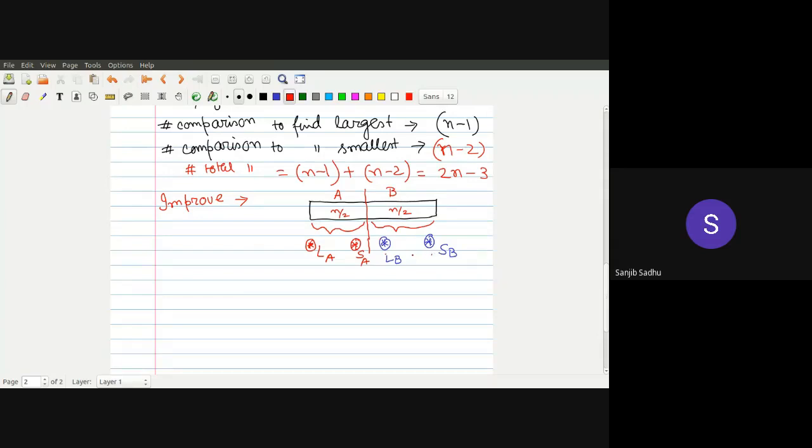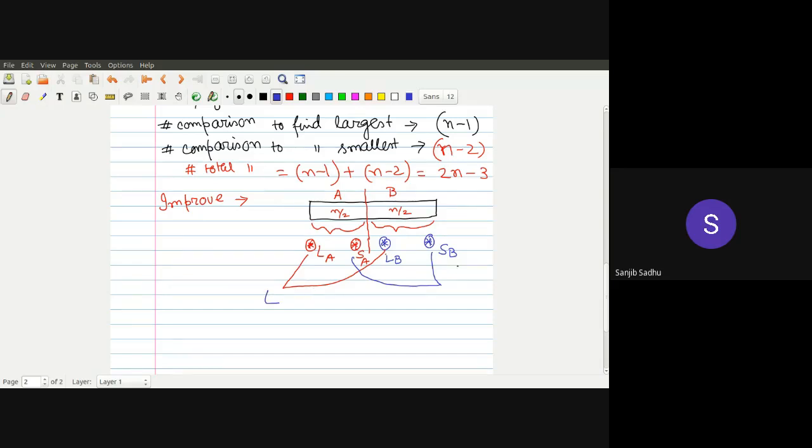Now tell me, if you have solved the two subproblems of size n by 2, how can you find out the largest element in the whole array? Compare LA and LB. Compare SA and SB for the smallest. You compare LA and LB, and you compare SA and SB. One of the two larger elements will be the largest and one of the two smaller elements will be the smallest. Clear?